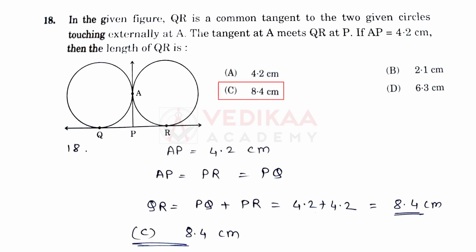Question number 18. One figure was given to you. AP is given as 4.2 centimeters and it is required to calculate the length of QR. Now again we know that from an external point, if you draw tangents to the circle, their lengths are equal. So AP is equal to PR is equal to PQ. Now it is required to calculate the value of QR, which is equal to PQ plus PR. So the required answer is 8.4 centimeters. So the correct answer is C, 8.4 centimeters.